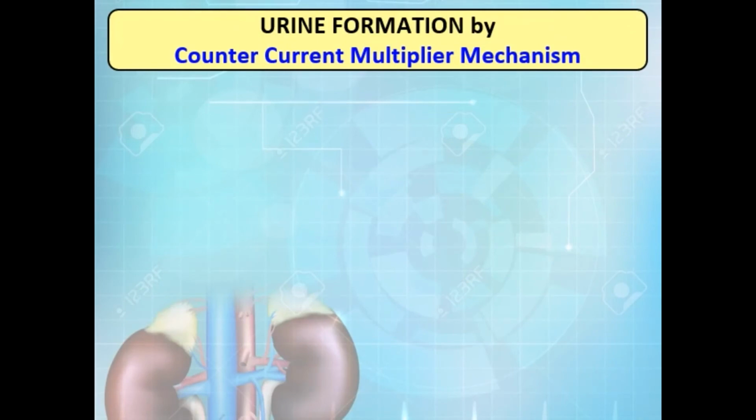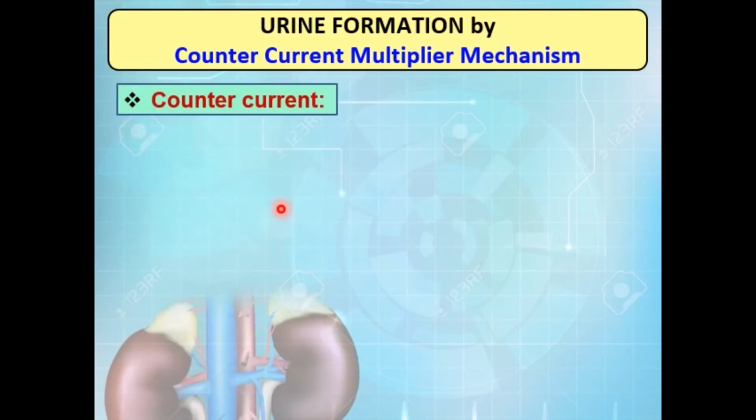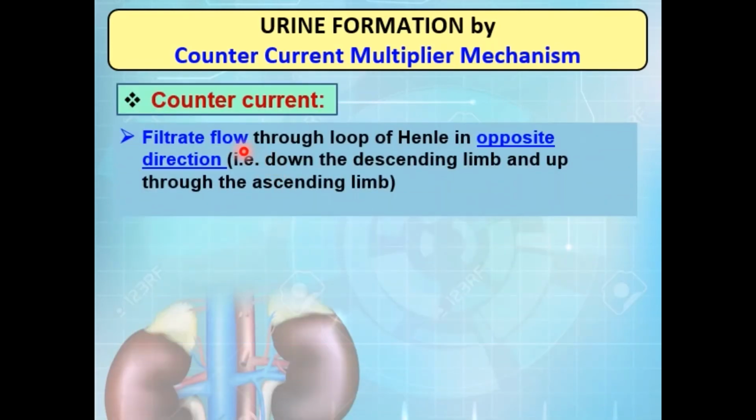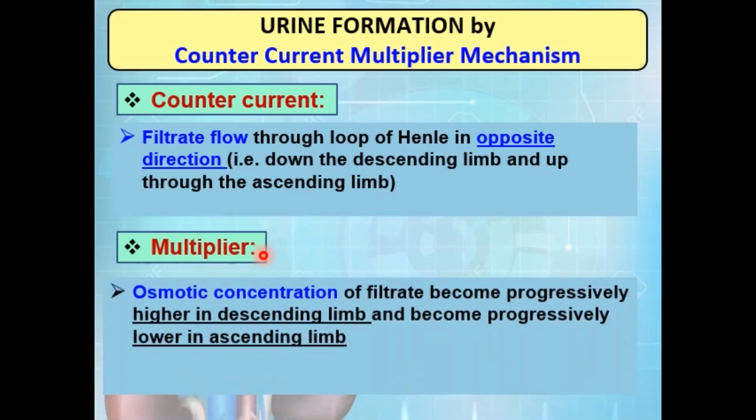The urine formation process involves a mechanism that we call the countercurrent multiplier. Countercurrent means the filtrate flows through the loop of Henle in opposite directions, for example, down the descending limb and up through the ascending limb, whereas the term multiplier means the osmotic concentration of the filtrate becomes progressively higher in the descending limb and progressively lower in the ascending limb.